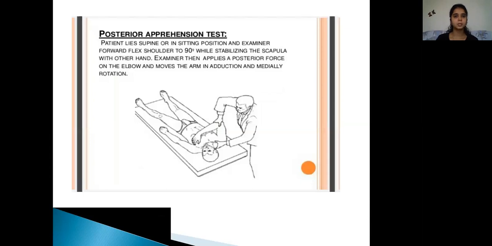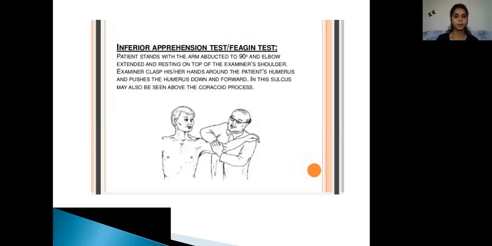Posterior apprehension test, where the patient is in supine or sitting position, and the examiner forward flexes the shoulder to 90 degrees while stabilizing the scapula with the other hand. The examiner then applies a posterior force on the elbow and moves the arm in adduction and medial rotation.